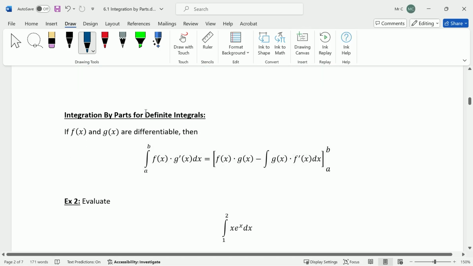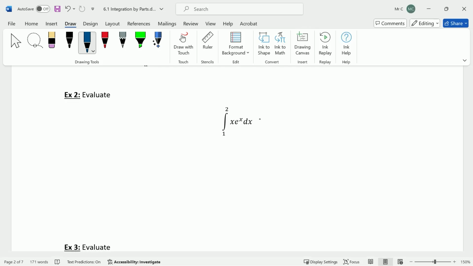Okay, so integration by parts for definite integrals. The statement's basically the same thing, except it says if we're integrating from a to b, once we apply the integration by parts formula, we evaluate the whole expression from a to b. So it works the same exact way we deal with any other definite integrals.